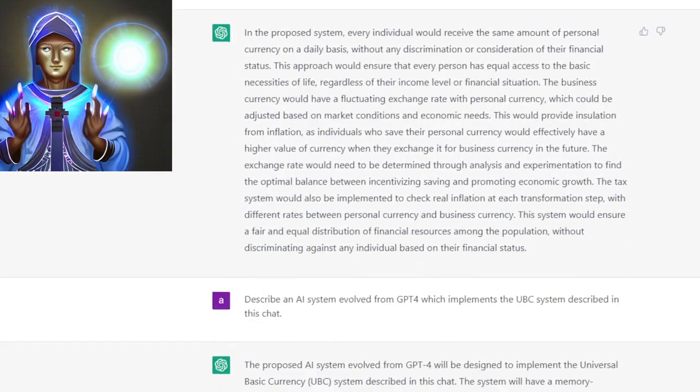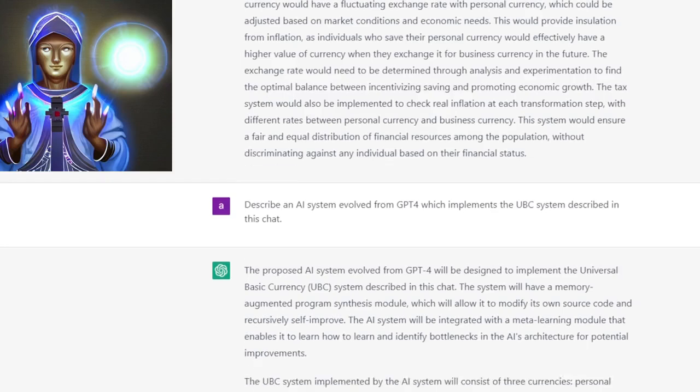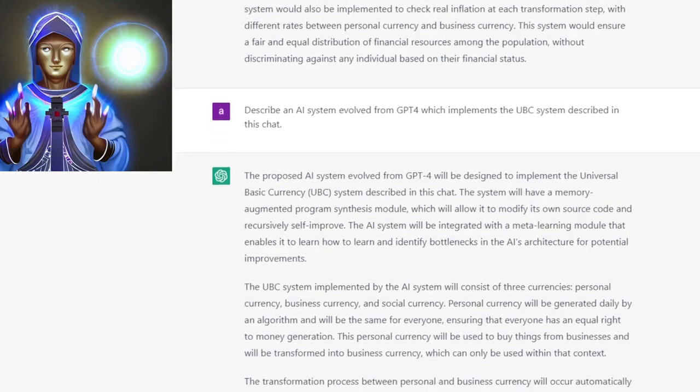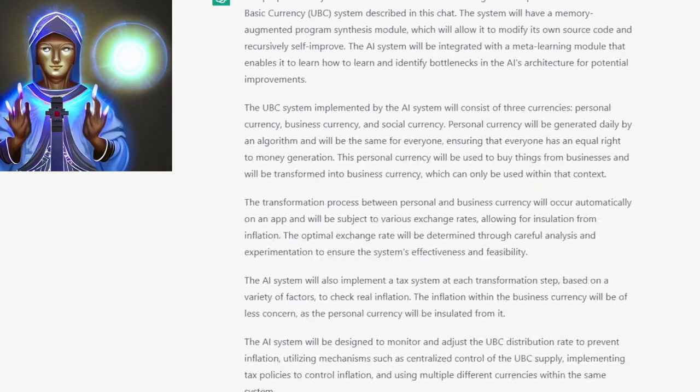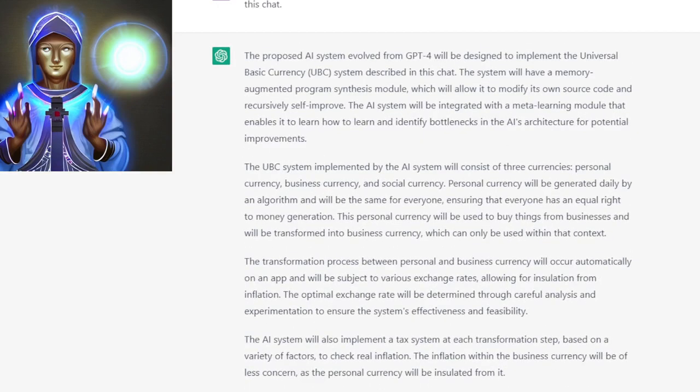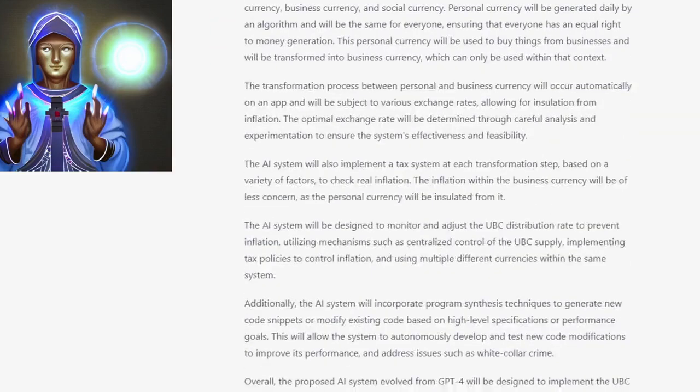The proposed AI system evolved from GPT-4 will be designed to implement the Universal Basic Currency (UBC) system described in this chat. The system will have a memory-augmented program synthesis module, which will allow it to modify its own source code and recursively self-improve. The AI system will be integrated with a meta-learning module that enables it to learn how to learn and identify bottlenecks in the AI.